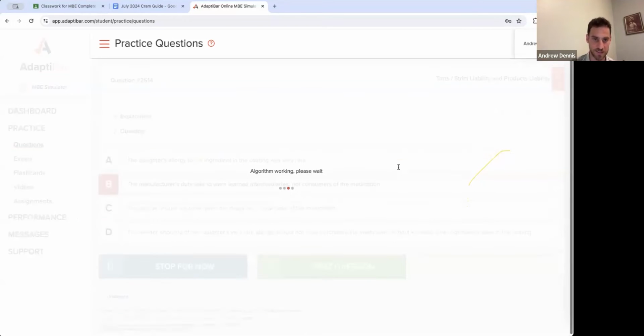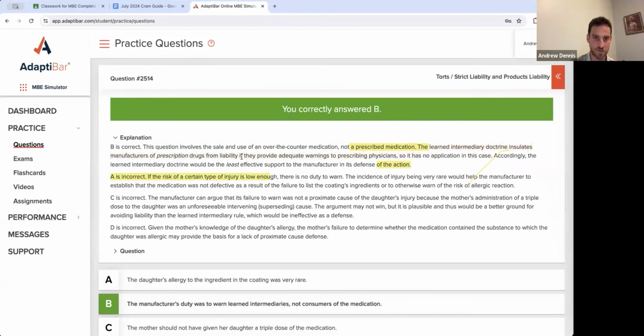Yeah, the answer is B here. This question involves the sale of the use of over-the-counter medication, not prescribed medication. The learned intermediary doctrine insulates manufacturers of prescription drugs from liability if they provide adequate warnings to prescribing physicians, so it has no applicable use in this case. Accordingly, the learned intermediary doctrine would be the least effective support to the manufacturer in its defense of this action.